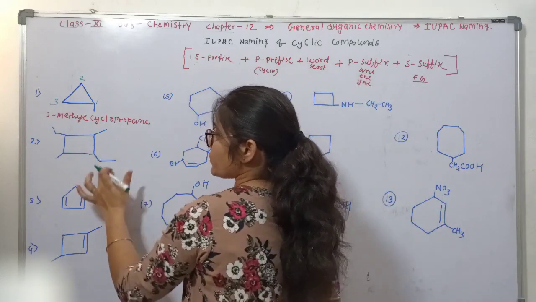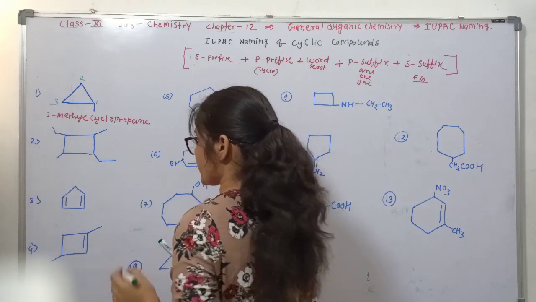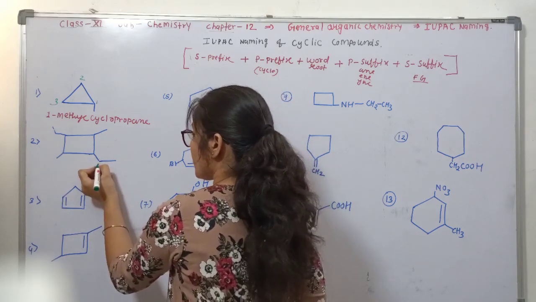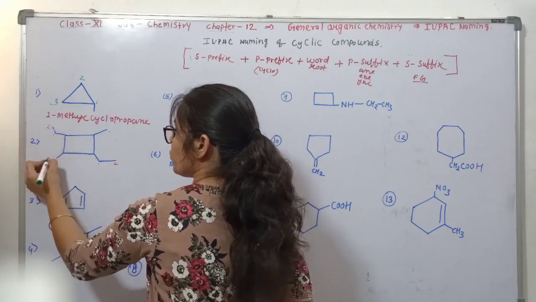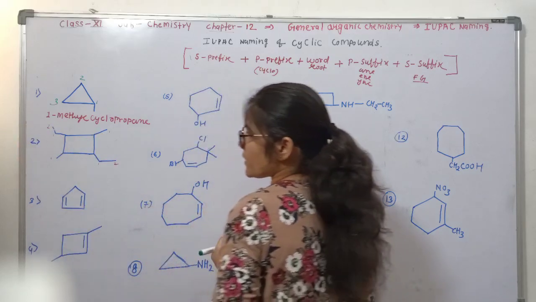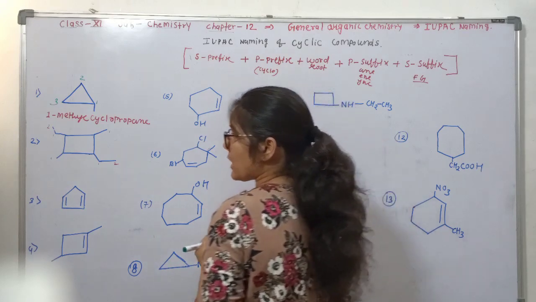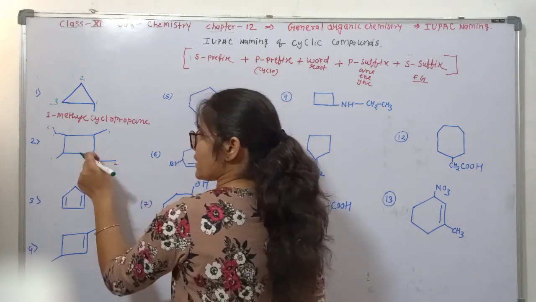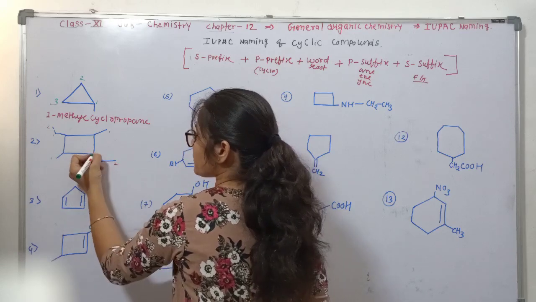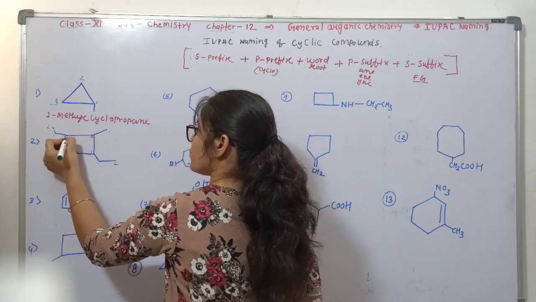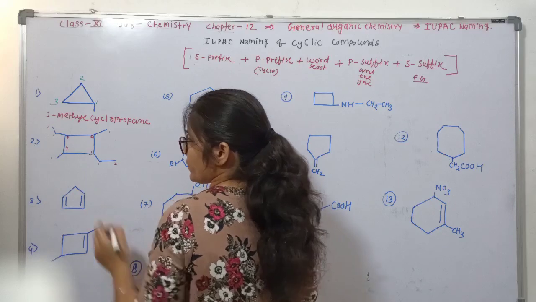Next one is having 1, 2, 3, 4 branches. Okay, so let's just name the compound. Numbering from where? From the ethyl group. Alphabetically, E will come first. So it's 1, 2, 3, 4.